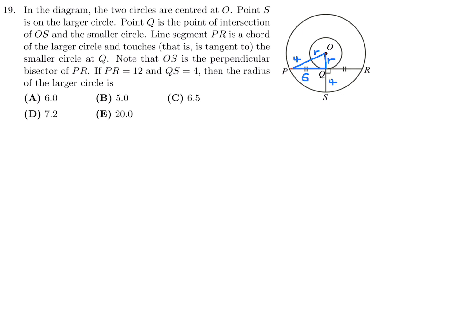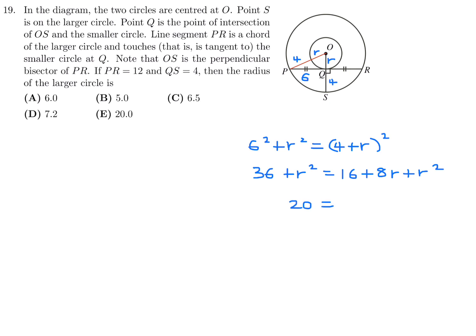So this gives us a Pythagorean relationship, and that is that 6 squared plus r squared is equal to 4 plus r squared, like that. And that's pretty much it. So expanding, you get 36 plus r squared is 16 plus 8r plus r squared. And the r squares disappear, so this becomes 20 is equal to 8r. And therefore r looks like 20 over 8, which is 10 over 4, which is 5 over 2. And in decimals, that's 2.5, right?